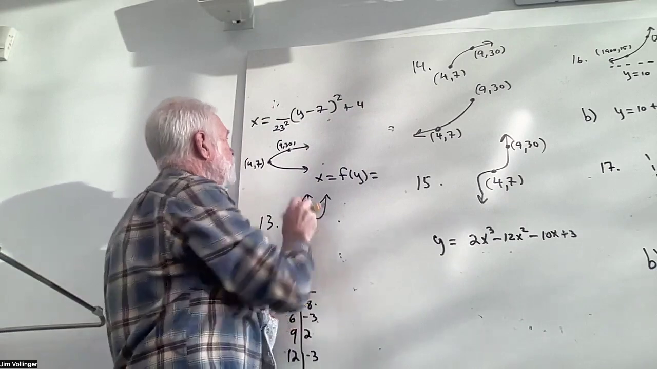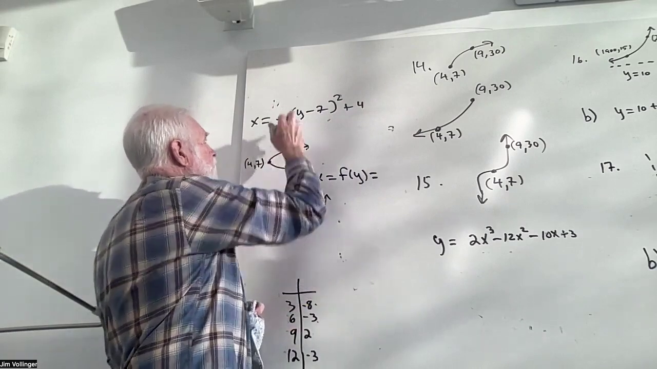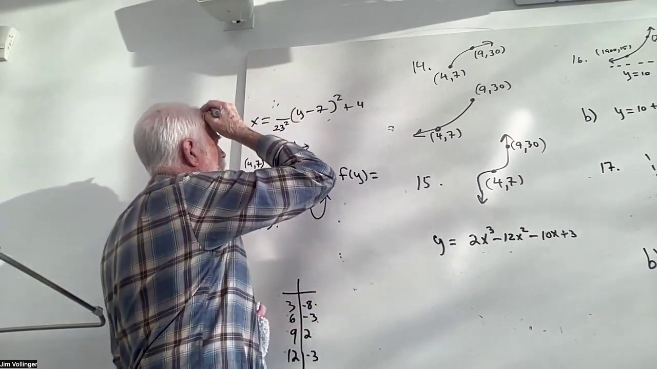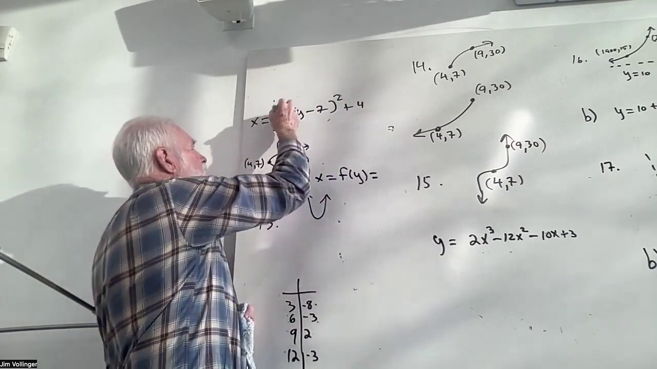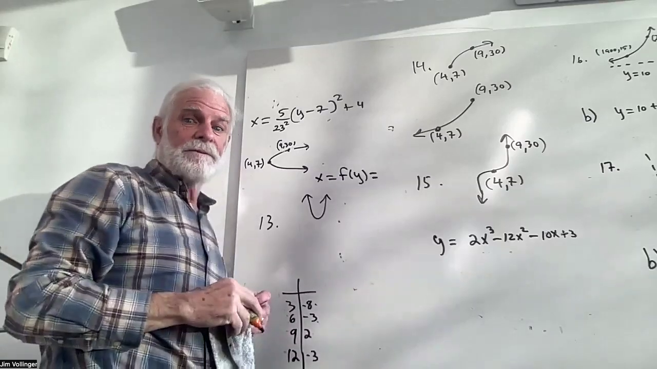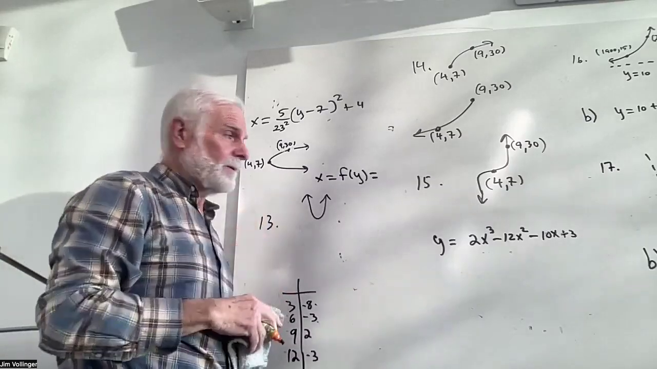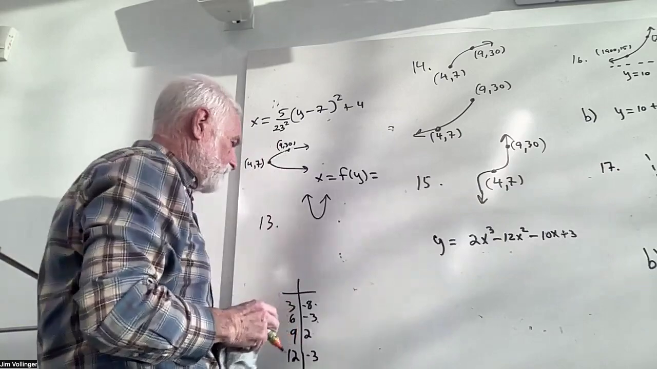Okay, how do I get from 7 to 30? I think I got to go up. Oh boy, I just went dyslexic. How do I get from an x value of 4 to 9? 5. Yeah, some dyslexia there with me. Let's hope I didn't make a mistake.